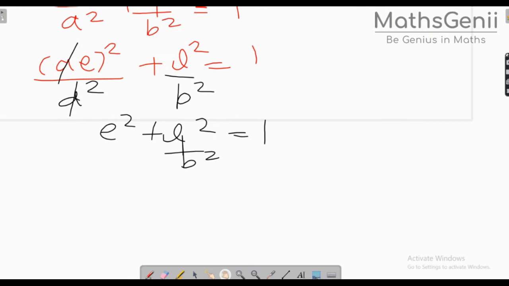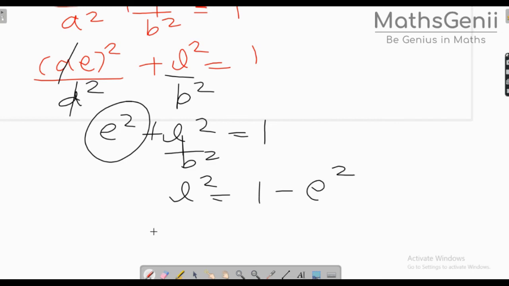What do I want to find in life? I want to find the value of L, no? So let's isolate L on one side. This e square goes to that side, becomes minus e square. This division b square goes to that side, becomes multiplication. This is my value of L square for now.